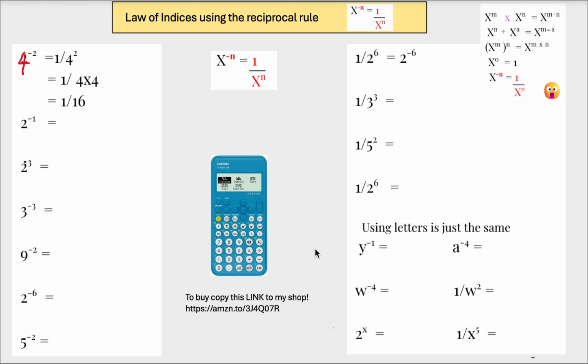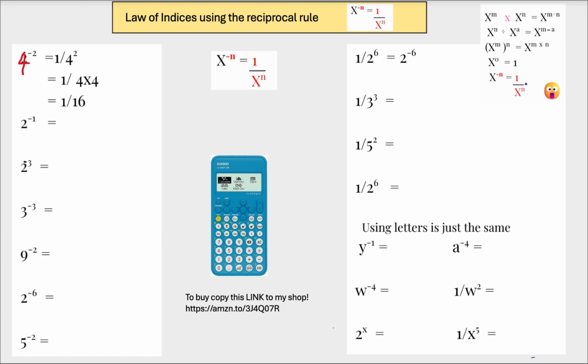This is the law of indices, what I call the reciprocal rule. The reciprocal rule just means that we're going to flip one over, and the negative turns into a positive. Whatever the negative is here is going to turn into a positive down here, over 1.